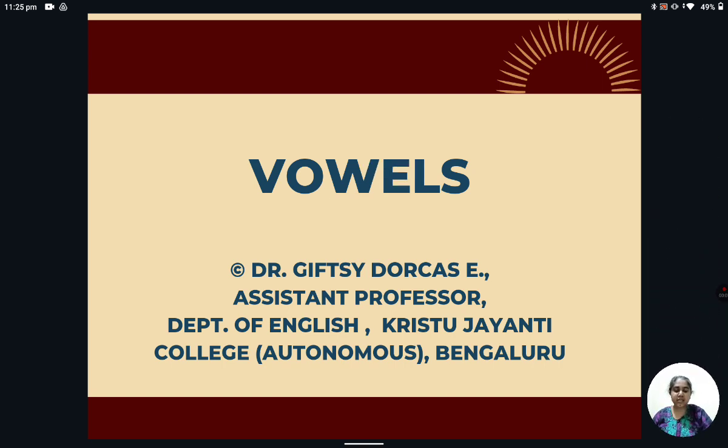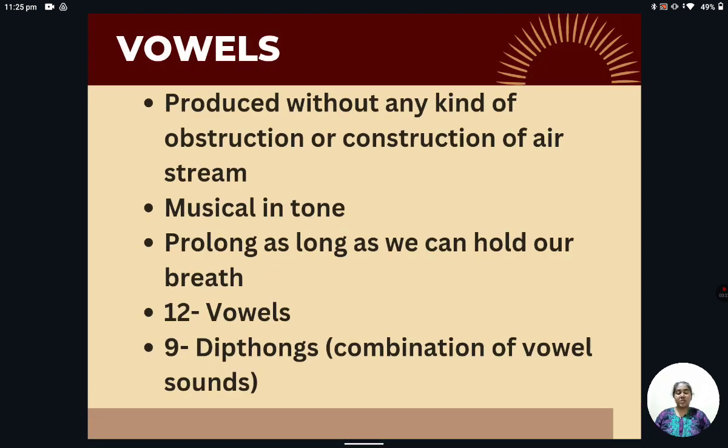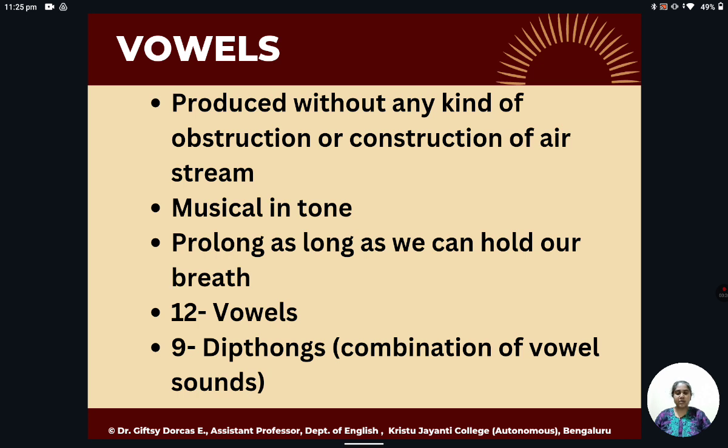Today we will be seeing the topic vowels. All of us have been introduced to vowels from our young age. We all know there are five vowels in English: A, E, I, O, U. But phonetically, it is quite different. So today let's see vowels from the phonetic angle.